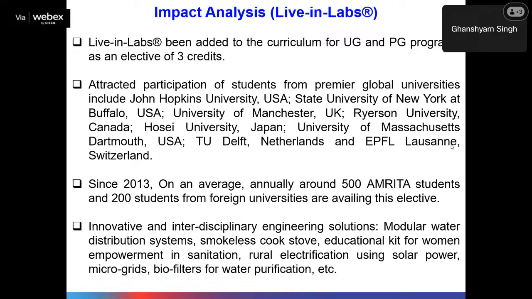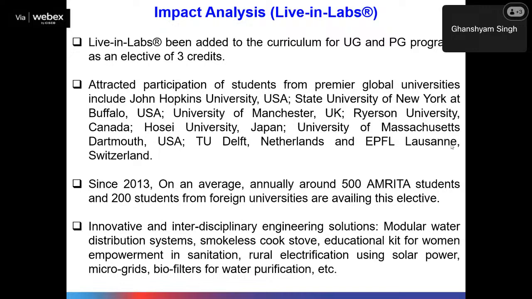And since 2013, on average, annually around 500 students studying at Amrita University and 200 students from foreign universities are availing this elective. So that is how they have created a course which is attracting participation from foreign universities also. That is a good example of how OBE can be implemented in a university system, which actually benefits not only your students but the students from other universities also.